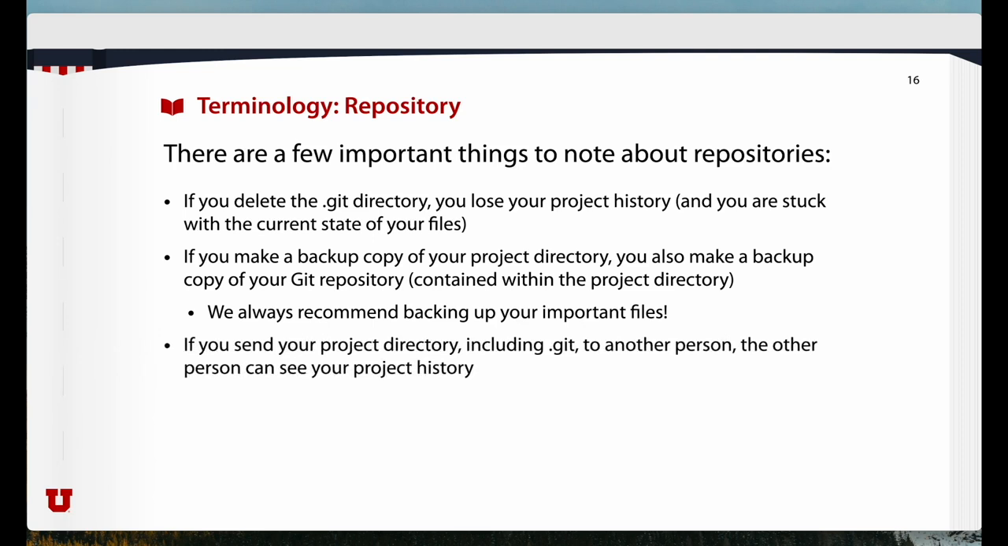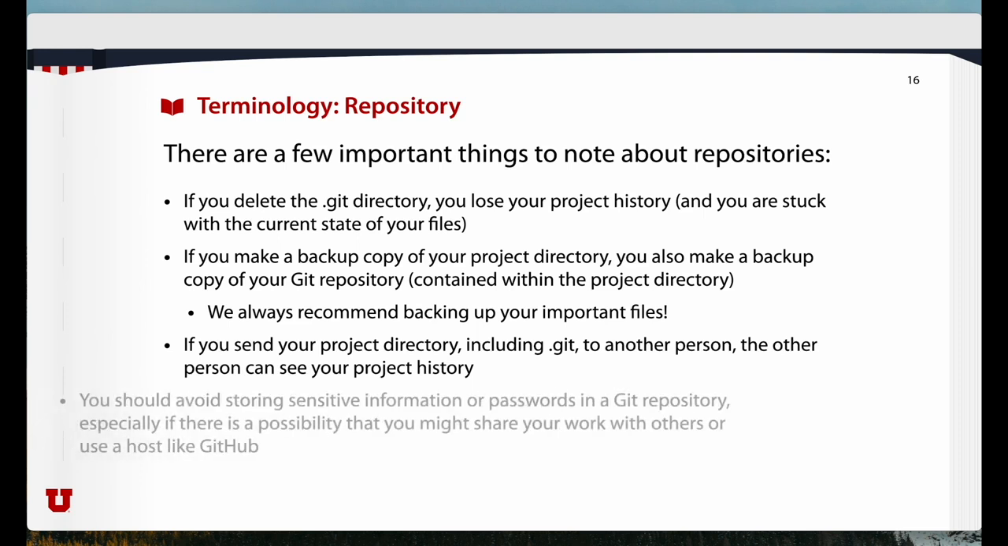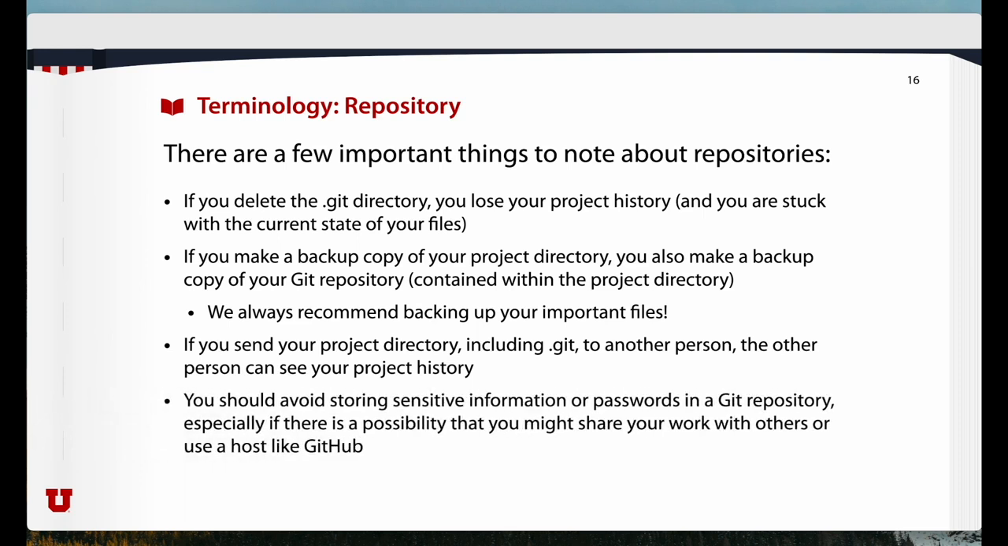If you send your project directory, which includes .git, to another person, that person can see your project history. And finally, you should avoid storing sensitive information or passwords in a Git repository, especially if there's a possibility that you might share your work with others, such as on a host like GitHub.